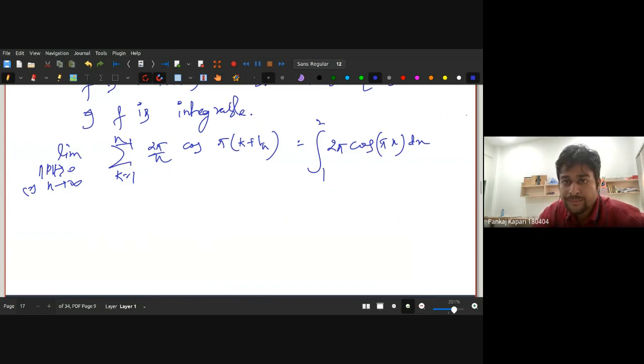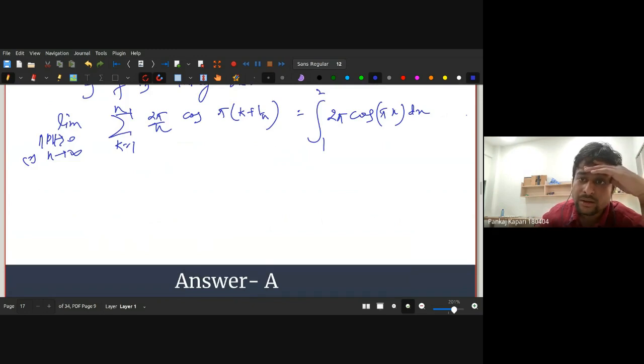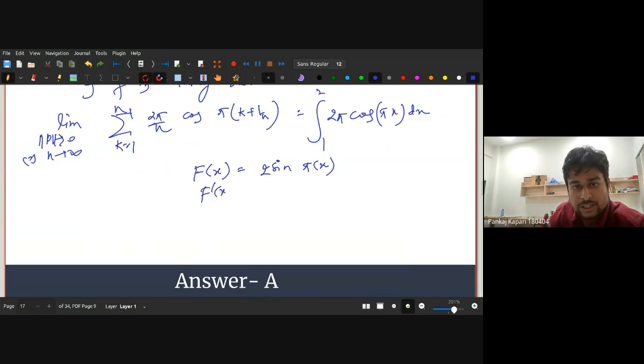right? Now how do we find this integral? Notice this function, capital F(x), to be 2 sin(πx). So if you differentiate this function, using the chain rule you will get 2π cos(πx), right?